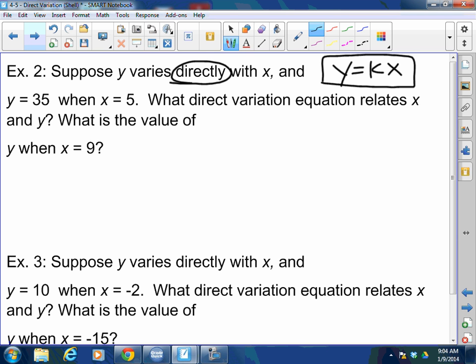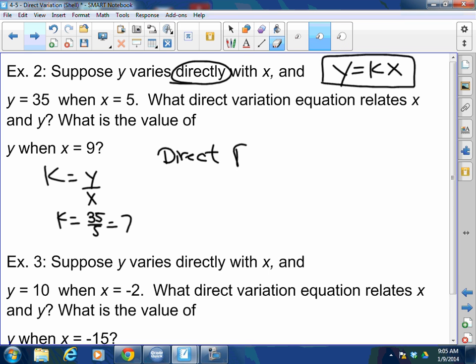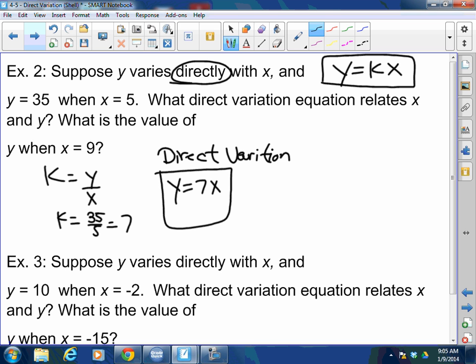First things first. I have an x and I have a y, but what don't I have? A k. If you remember, k equals y divided by x. So k in this case equals 35 divided by 5. So k equals 7. So my direct variation function is y equals 7x, where k is 7. So as x is increasing, y will increase by a factor of 7. Does that make sense?